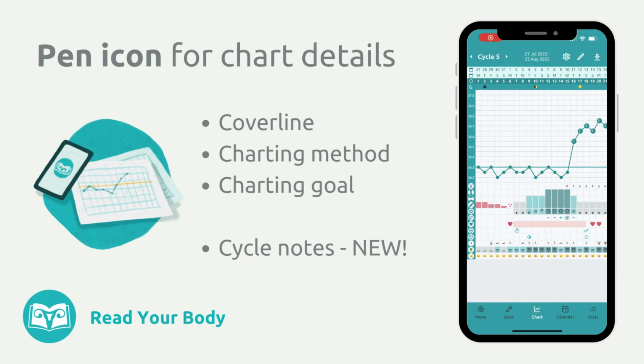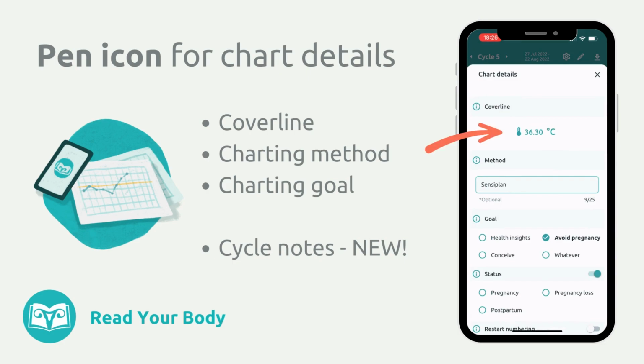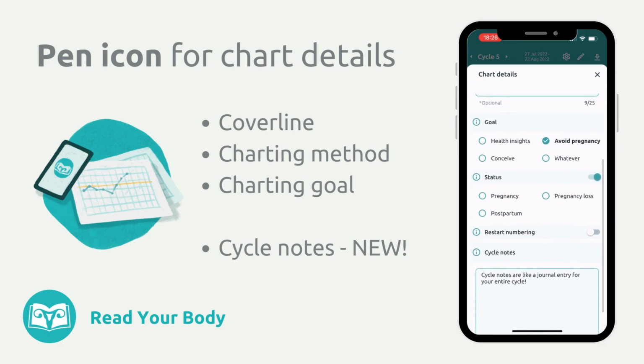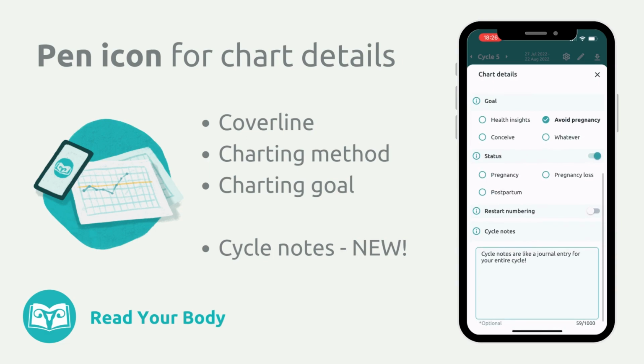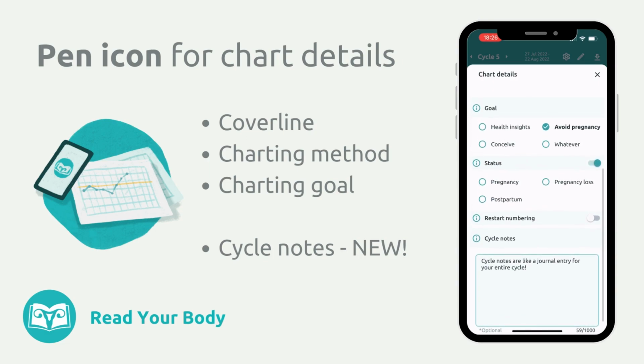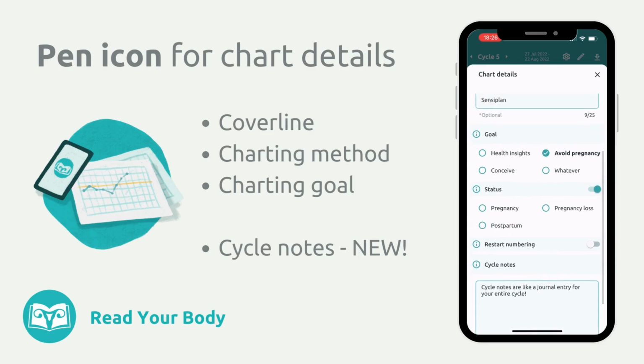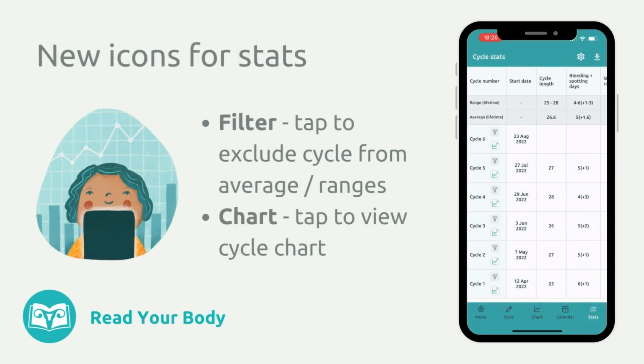A couple of other important changes to note. Here in the chart screen, we now have a pen icon which you can tap to edit your chart details. Add a cover line, note your method and charting goal, restart numbering if you're postpartum, and, this is new, add cycle notes which appear on your chart export image. These are like a journal entry for your entire cycle.